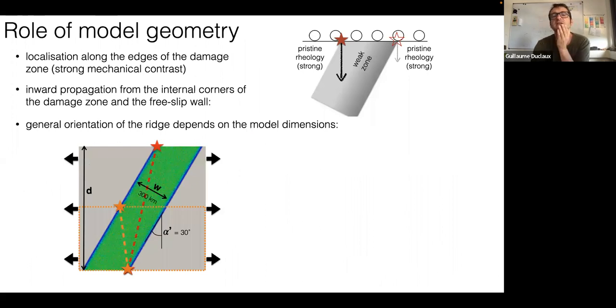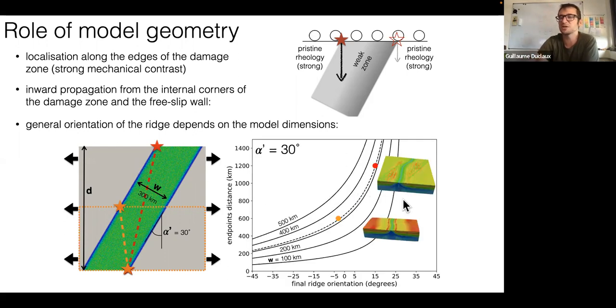What we find is that the model geometry has a very strong control on the geometry of the structure. Actually, the localization is always happening in our model on the side along this edge here, because we've got free slip and you've got this weak zone. This is strong material which is pristine here, so it's always going to start here and propagate inside the model. And what we find is that if we change the width of the model, it's going to change the final direction of our ridge, pretty much.